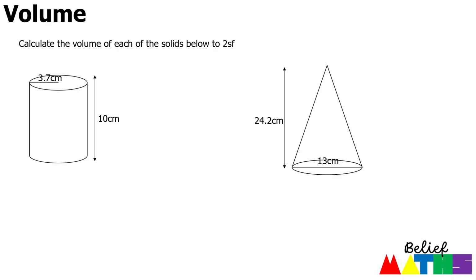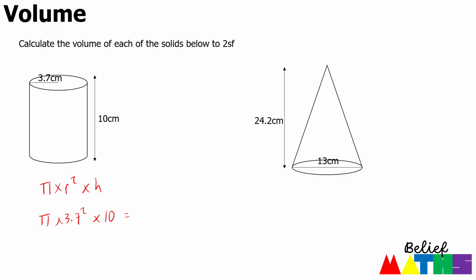Volume, very similar. Again, like we said, we're given the area of a circle formula, we're given the volume of a prism formula, and a cylinder is just a circular based prism. So we're doing pi times the radius squared times the height. So that's pi times 3.7 squared times 10. And again, we're working to two significant figures this time.